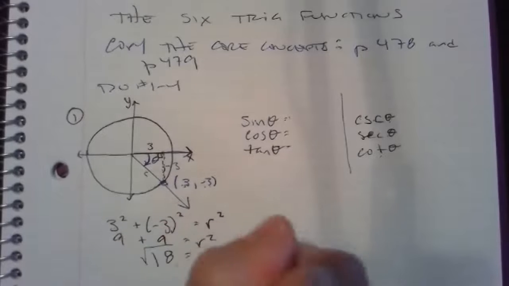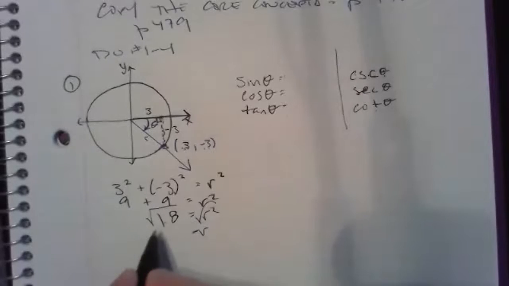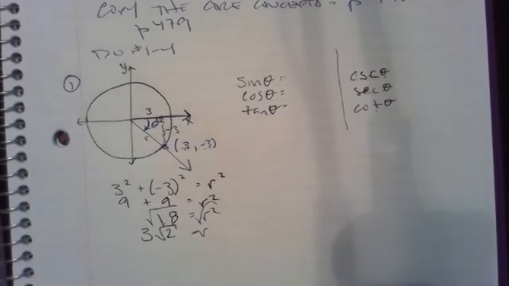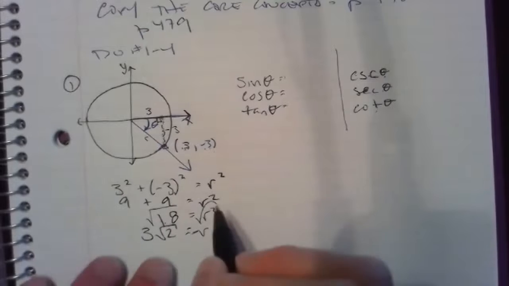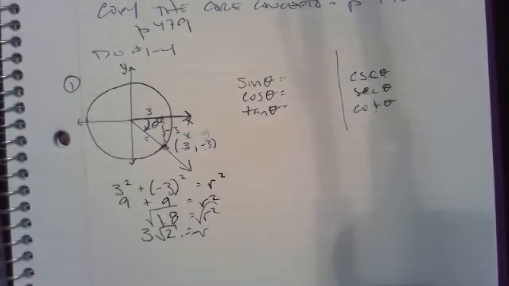And the square root of 18, well, let's see. What's the biggest perfect square I can take out of 18? It's 9. What's the square root of 9? It's 3. And 9 times what is 18? 3 rad 2. And of course, our radius is going to be positive. This is a length. Our radius is always going to be positive. Okay, so now I know my radius is 3 rad 2. So just to help you out, I have an x, I have a y, and I have an r.